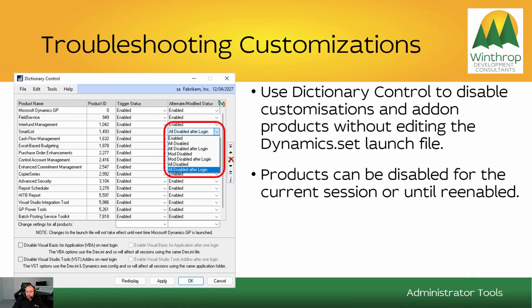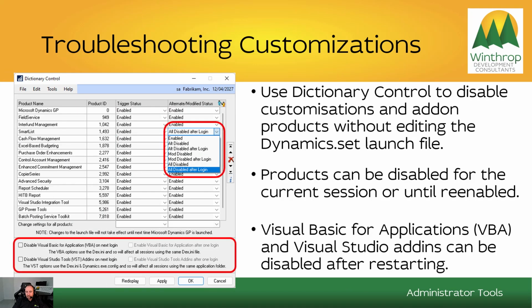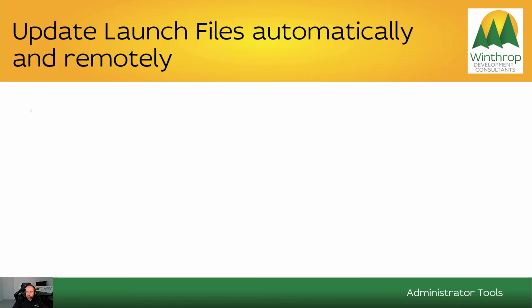If you ever have some sort of problem, the first thing you're going to be asked to do is disable customizations. So while you're troubleshooting, you can use dictionary control to disable the triggers and altered or modified windows for customizations and ISV products. It doesn't need to change security, but it will allow you to get back to the original windows.